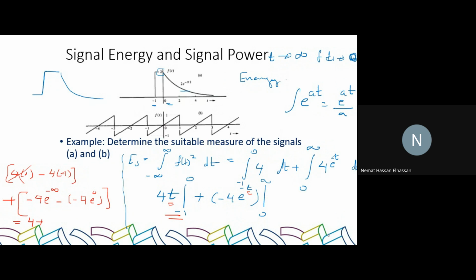No. So it will become minus 4. e power minus infinity is equal to minus 4 divided by e power infinity, right? And division by infinity is equal to 0. So this is 0. And here e power 0 is 1. So minus minus 4 is plus 4. So it's 8 joules. The energy of signal A is 8 joules.